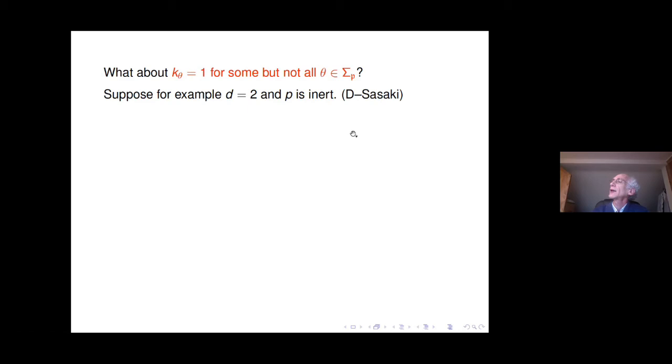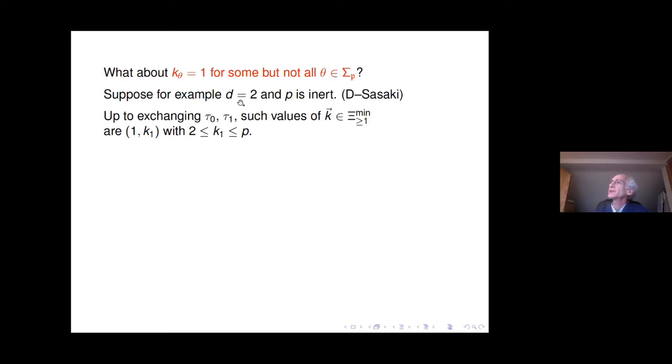So suppose first p is inert, and we're in the quadratic case, so quadratic inert case. I'll come back to the ramified case. So in the quadratic inert case, well, what are the possible values of k? What are the possible weights in the minimal cone which are partial weight one? Being in the minimal cone forces k, so let's exchange the embeddings if necessary so that we have a one in the zeroth place. And you've got k_1 in the first place. And that k_1 is at most p in order to be in the minimal cone.